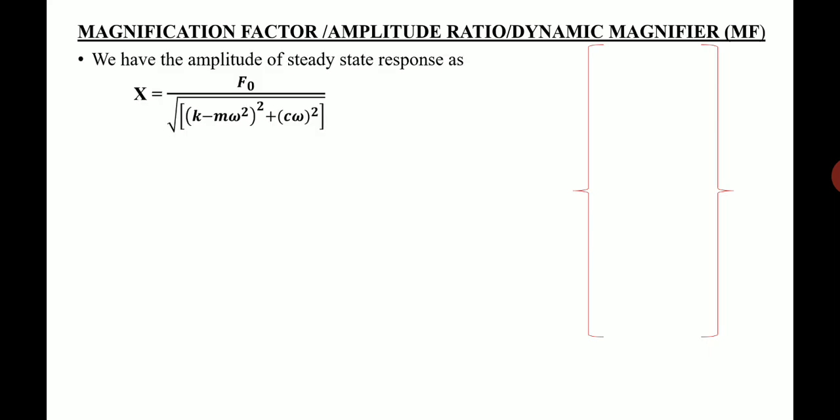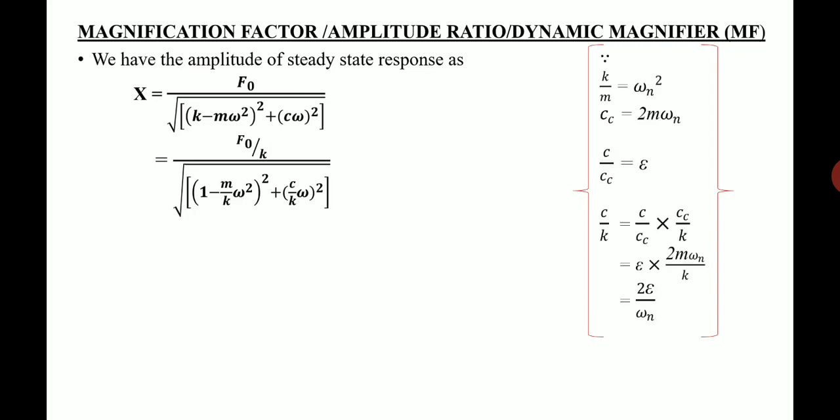Coming to that, we saw in the previous slide that the solution for X in case of a forced damped vibration is X equal to F0 divided by root of k minus m omega square the whole square plus c omega the whole square. Now rearranging it again, I am taking k outside from the denominator. That will become 1 minus m by k omega square the whole square plus c by k omega the whole square, and the k will go to the numerator, so F0 by k will be there. Now on the right hand side there are a few equations which I have written. We are going to substitute for certain things in the equation.